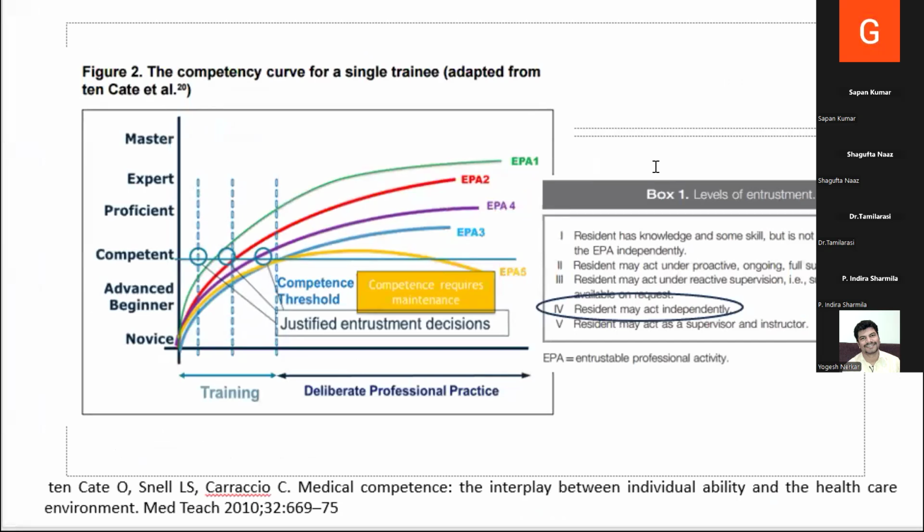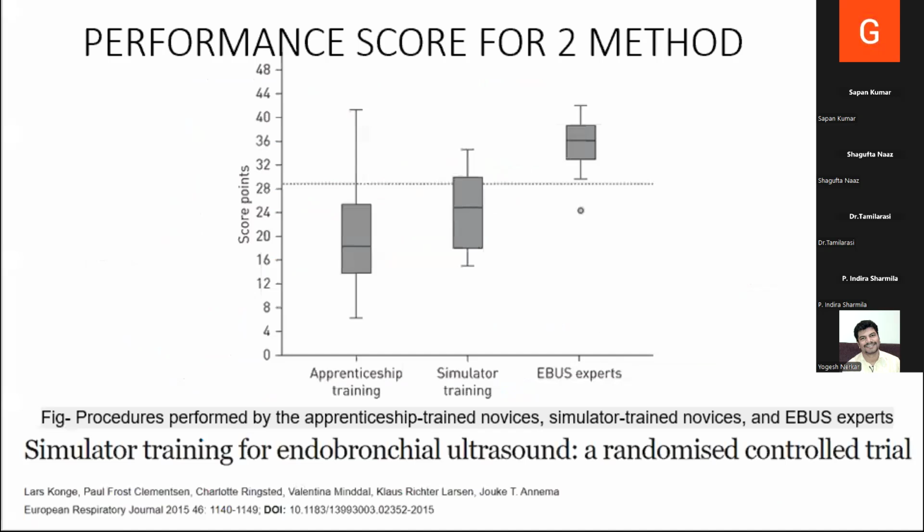And what we want is that in our training, the level of entrustment achieved is at least level 4, where residents can act independently and do the job. So during the training itself, they should be able to reach the level of competence to do a particular job so that they can work at least independently.